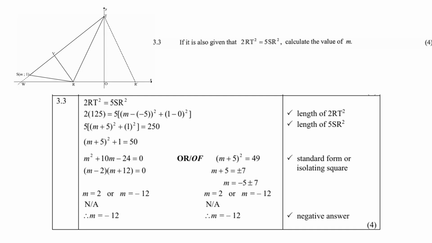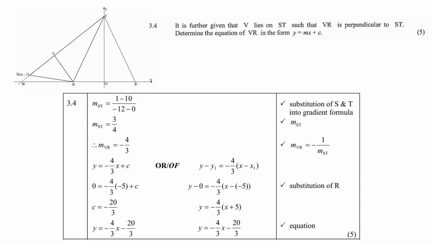Now m equals 2 cannot be used because look at where S is. S is in the second quadrant where your x value is supposed to be negative, so we're only going to use m equals negative 12. Or if you don't want to use trinomial factorization, you could have said (m plus 5) squared is 49, then m is minus 5 plus or minus 7, which will also give you negative 12.